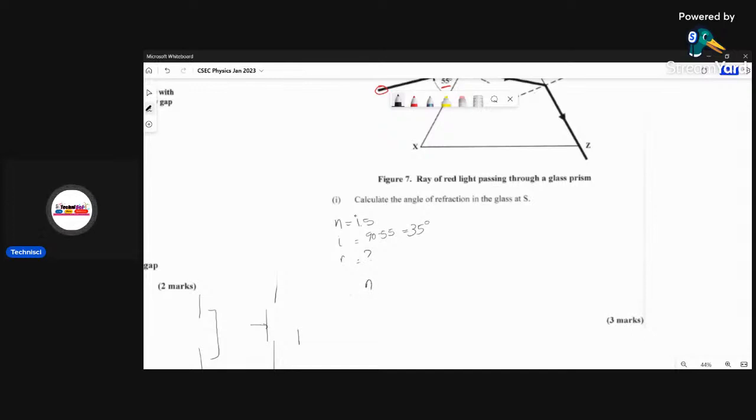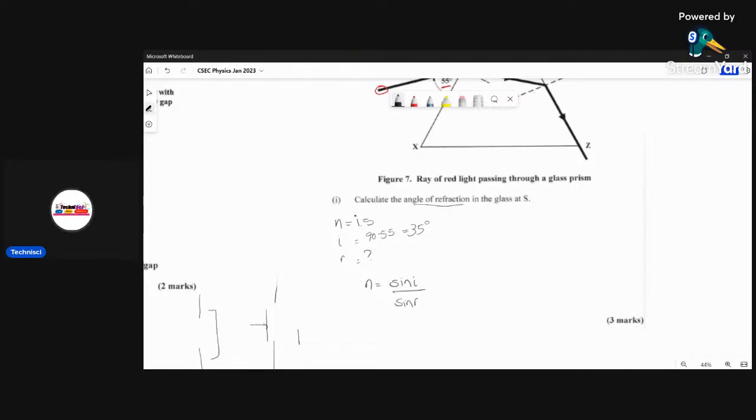So now we can go and write our equation. So we have n equals sine i divided by sine r. Yes, Janelle, I'm happy you're here so that you can make those final tweaks in your preparation. No problem. So we want to get the angle of refraction because that's what they asked us for.